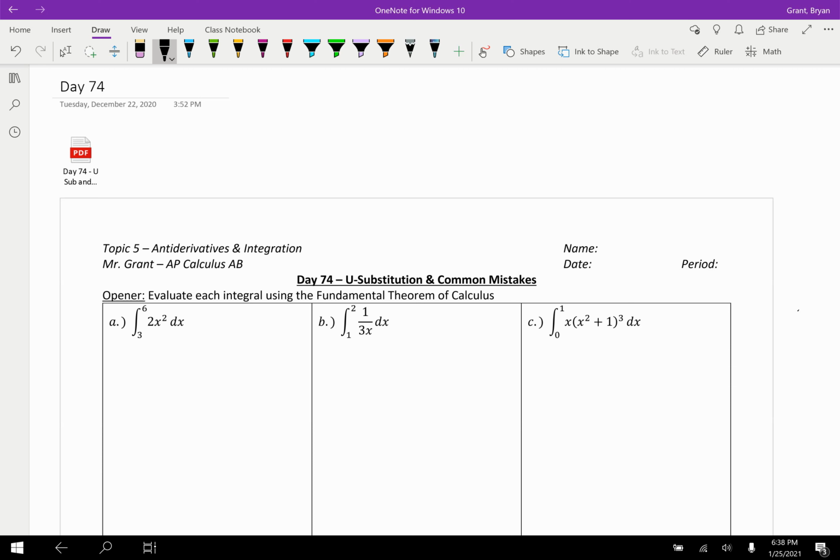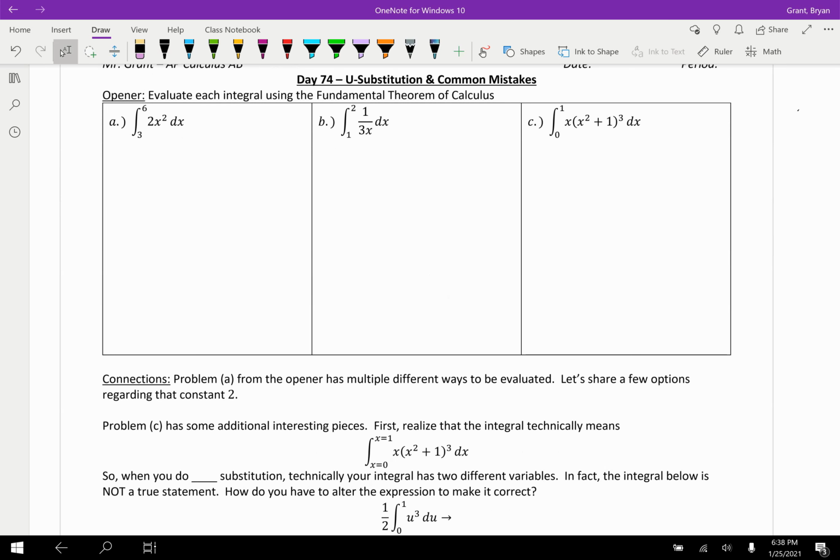and we're going to revisit U-substitution and see how that works for definite integrals, because if you remember before, we used U-substitution to simplify indefinite integrals. However, this opener can be done in any number of ways. So let's see what you guys can come up with.